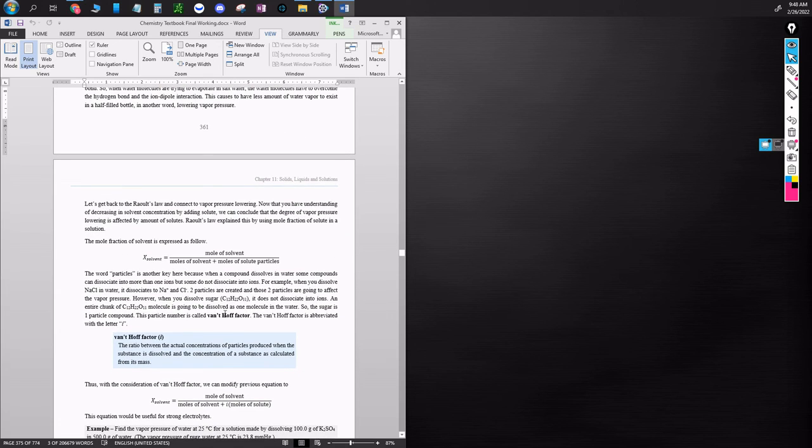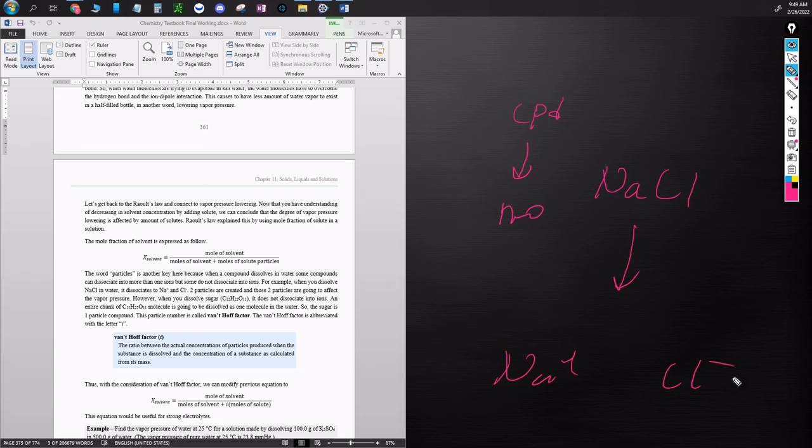Okay, so we have to talk about something called the van 't Hoff factor. What is the van 't Hoff factor? Simply, if a compound is dissolved in water, how many sub-parts of this compound will be dissolved in water? For instance, you have NaCl. If it dissolves in water, how many parts does it become? Na plus, Cl minus. There are two of them, right? So the van 't Hoff factor, which we symbolize as i, is equal to 2.